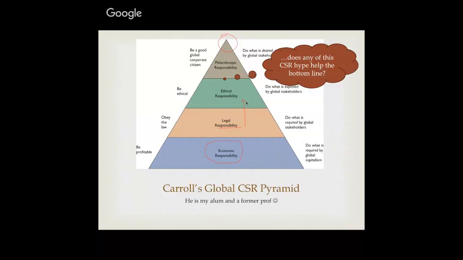Philanthropic is doing what is desired, going above and beyond, being a good citizen, volunteering as an organization, donating money, opening up special programs that help the community. Does any of this stuff help your bottom line? Well, we've seen over the years, and research has actually corroborated this, that there are financial gains of being a good corporate citizen. And the reason is because in today's society, in the 21st century corporate world, consumers are asking for a socially responsible organization.